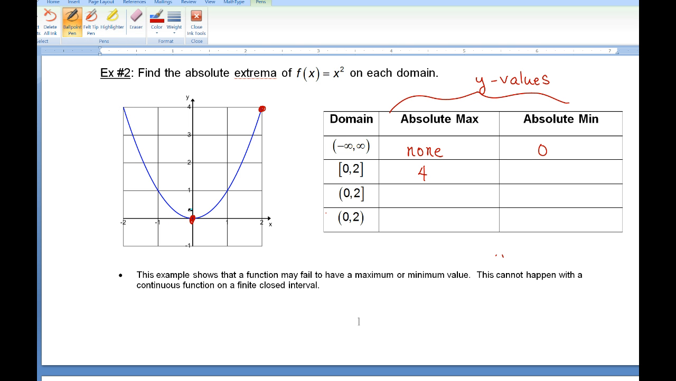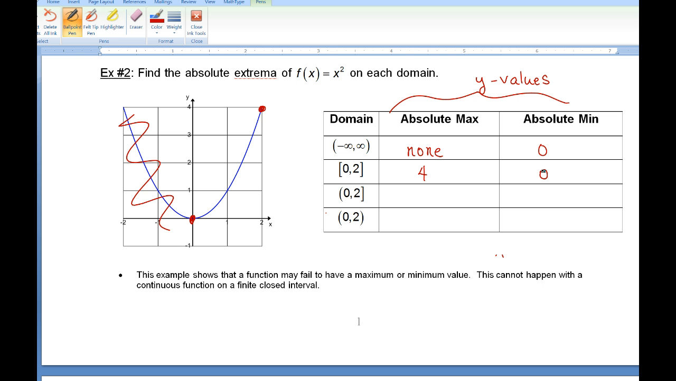So if we're looking at 0 to 2, we're basically ignoring that part. Let me rephrase. Now if we look at from 0 to 2, these are my 2 endpoints. So now my absolute max is 4. My absolute min is 0.